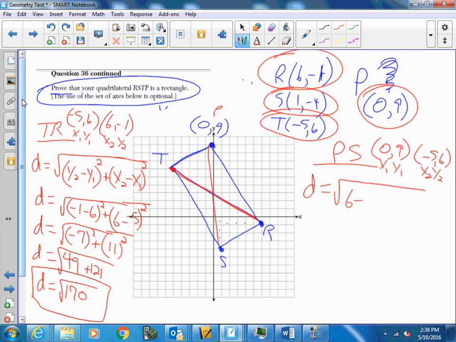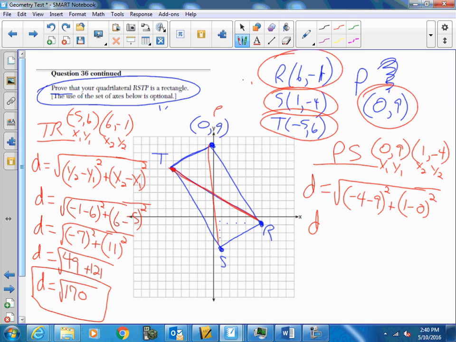I did something wrong. Let's see. Okay, my S point is wrong. So let me write that again. Be careful. My S point is actually 1, -4. So we have -4 minus 9. I have to change this now. So this is x2, this is y2. Remember, y2 minus y1. So -4 minus 9, squared, and plus 1 minus 0, squared.